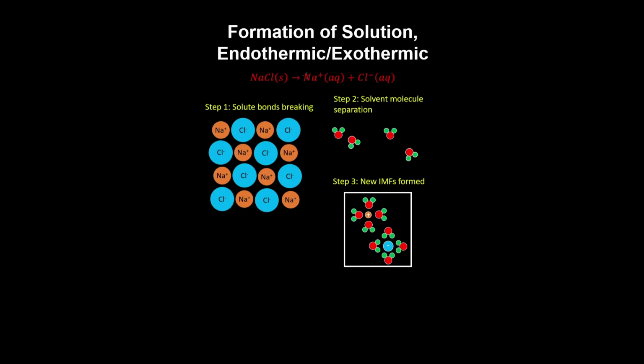The formation of a solution may be an endothermic or exothermic process, depending on the relative strengths of the intermolecular or interparticle interactions before and after the dissolution process. So for example, when salt dissolves in water, step 1 involves the breaking of the ionic bonds in the solute. So energy must be input into the system and equal to the lattice energy to break those bonds. And given energy is input into the system, this step is endothermic.